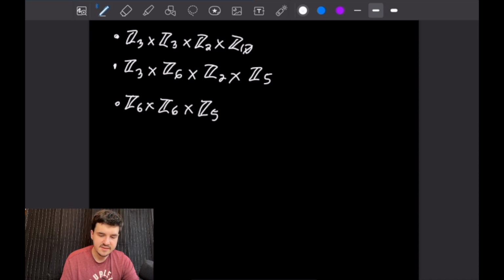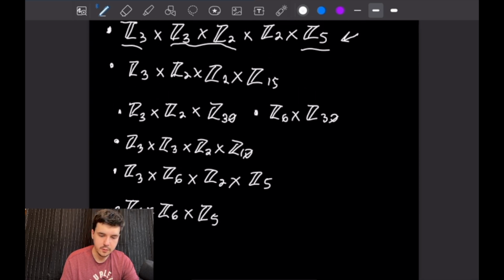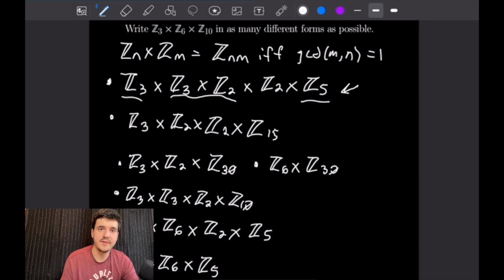I'm not sure if this is all of them, but I don't think it would be too hard to find the rest of them if I missed any. So if I missed any, make sure to post about it in the comments. And let's go ahead and get into our next example.